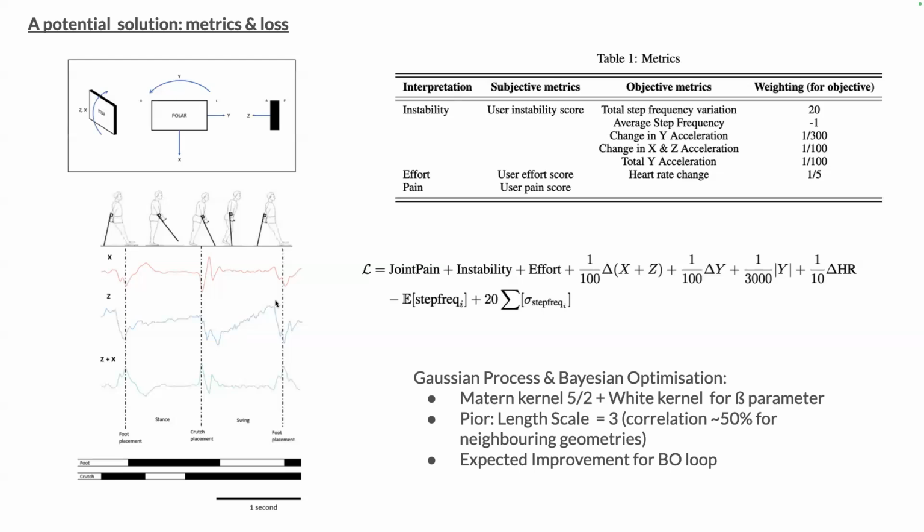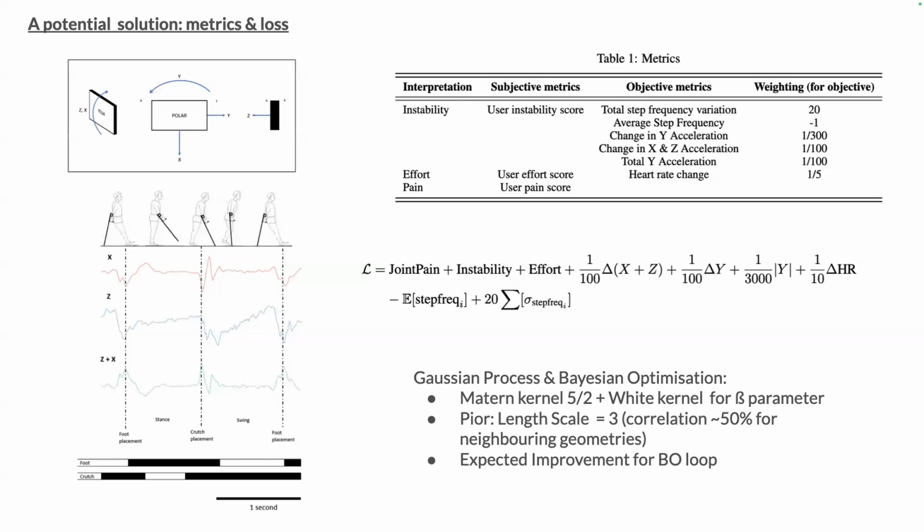Now, from this step, we can start to extract some metrics. And the metrics that we want to extract need to follow three main themes: instability, effort, and pain. These are the things that we want to optimize. And so the metrics need to extract them, and then these all come into one loss that we end up trying to optimize.